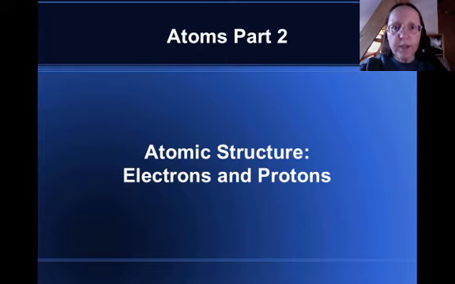Atomic structure: electrons and protons. Dalton's atomic theory said that atoms were indivisible, the smallest possible piece of matter. We now know that this is not true. What we are going to see in this and the next screencast are some of the historical experiments that led us to understand that atoms are made up of smaller parts.